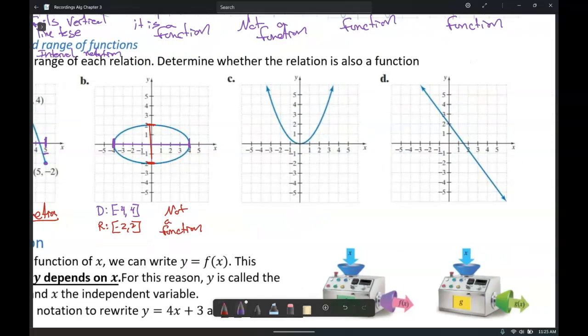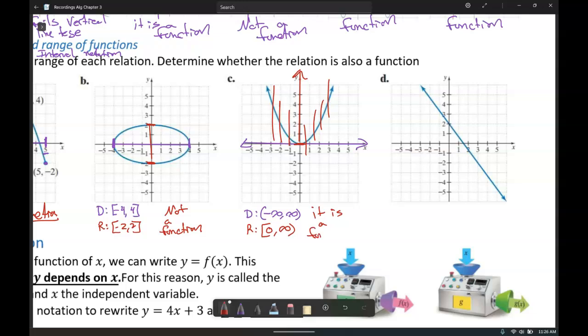Our next graph here, we look at our domain, and we see while we run out of space on the graph, we notice that our arrow continues going to the right and to the left. So our graph is going to continue forever in the left and right dimensions, meaning that our domain is from negative infinity to infinity. It is all real numbers. Our range starts at 0, but it does continue up forever in the positive direction. So our range is from 0 to infinity. And it passes our vertical line test, so it is a function.